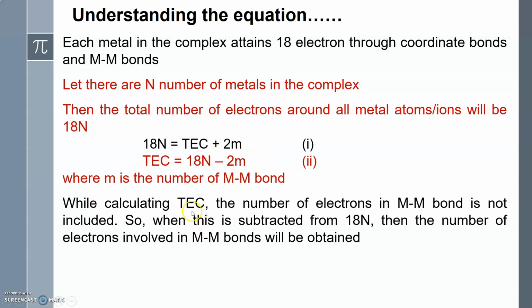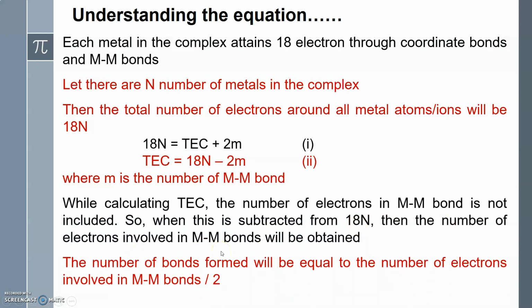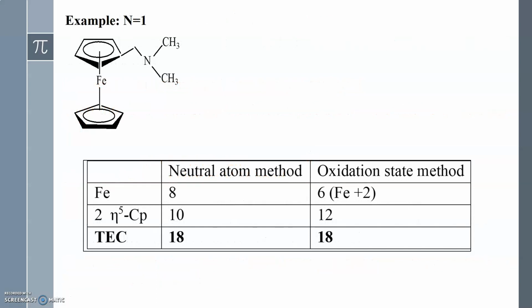While calculating total electron count, the number of electrons in the metal-metal bond is not included. This you will understand when we are actually doing the problem. When TEC is subtracted from 18n, the number of electrons involved in the metal-metal bond will be obtained, or divided by 2, the number of metal-metal bonds present in the given complex will be calculated. Let us now try to understand this from an example.